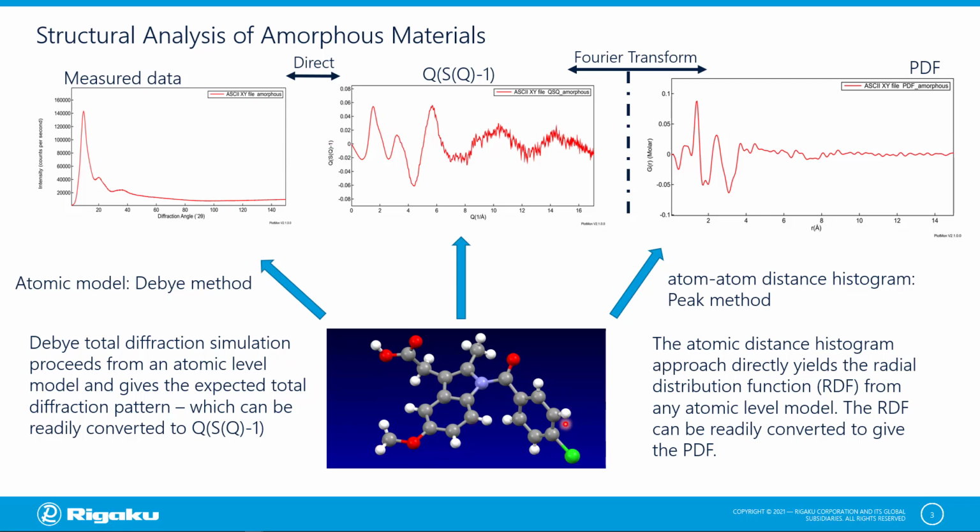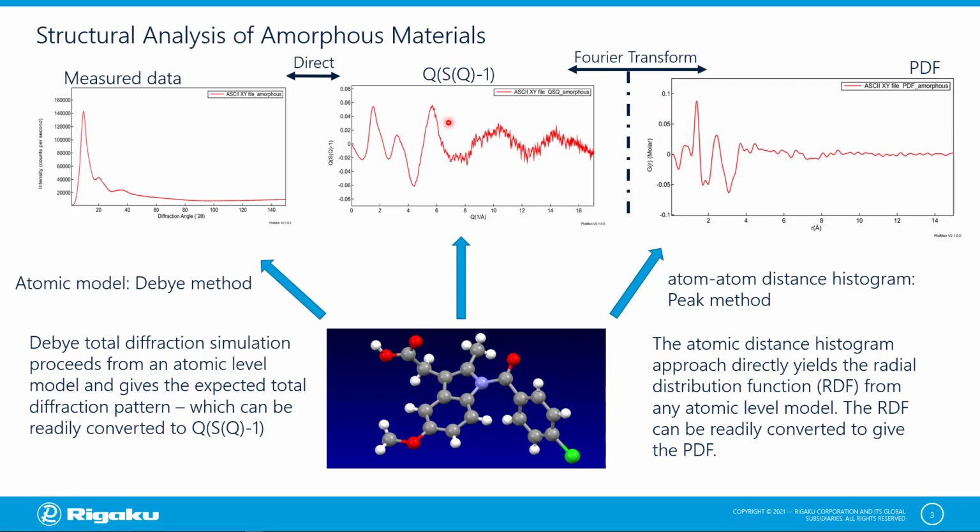The alternate approach is to go through the histogram RDF calculation. This will again take an atomic level molecular model, directly calculate the radial distribution function, and from that you can readily derive the pairwise distribution function over here on the right-hand side. So this calculation pathway, again, is a direct pathway requiring no Fourier transformation at all.